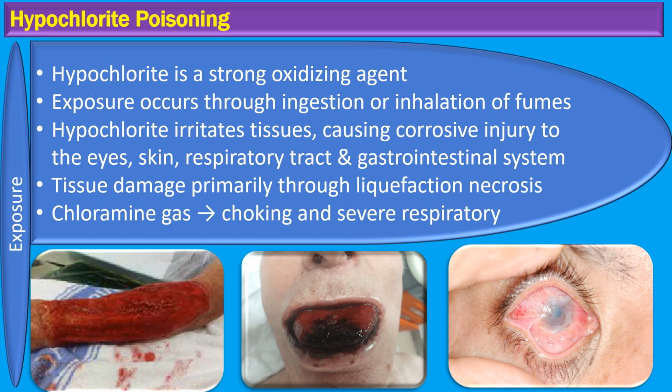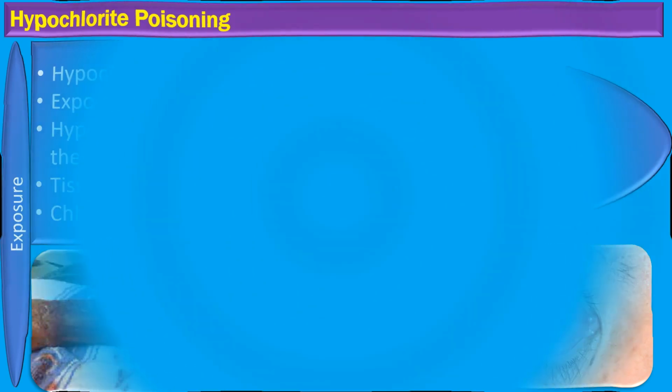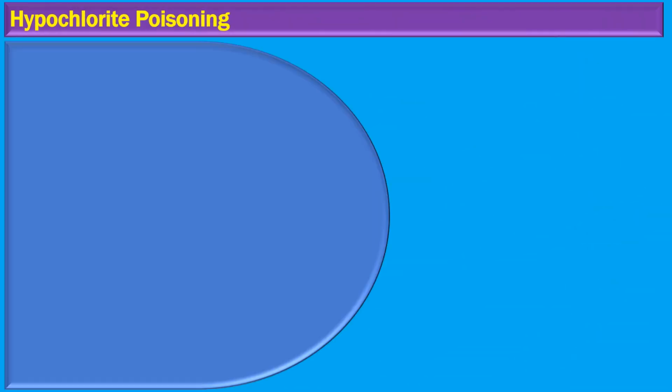When hypochlorite solutions mingle with tissues, they inflict local damage and, alarmingly, can produce chloramine gas if they come into contact with ammonia. This gas is notorious for causing choking and severe respiratory distress. Now, let's turn our attention to the specific pathophysiological effects on the airways following chlorine inhalation.